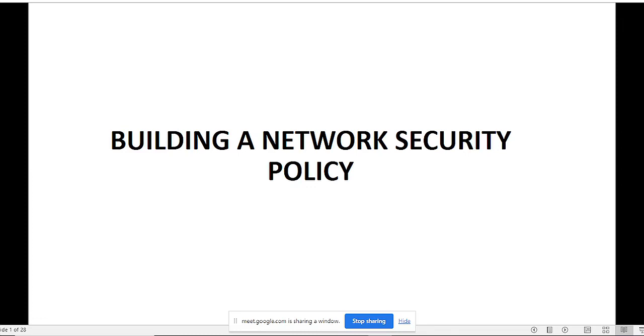All right. So building a network security policy is one of the crucial roles of any network admin. And of course, if you want to reinforce security within a particular network, then you need to have some proper policy. So we are going to look at some steps or procedures of how you can implement a network security policy.